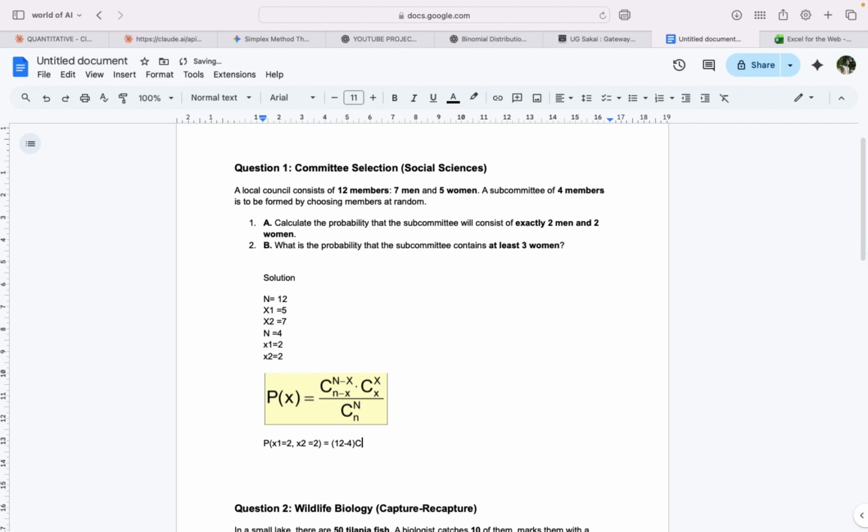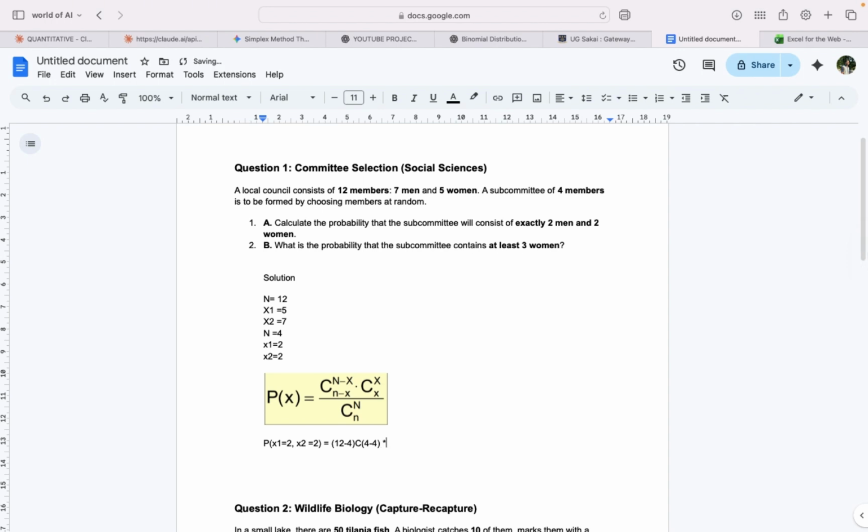Computation of our n minus x, and then our small n is the 4, and our x2 is 4, right? So that's the 2, so it's 4. So we bring brackets open here, and then we have 4 minus 4, it will give us 0. So the value of this one will be 1, because any number combination 0 is 1.